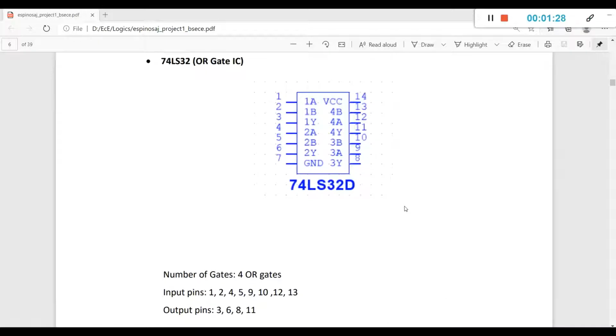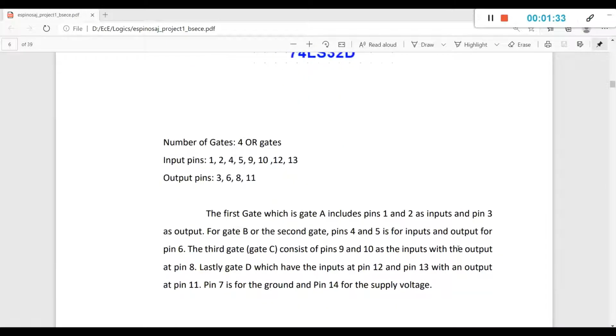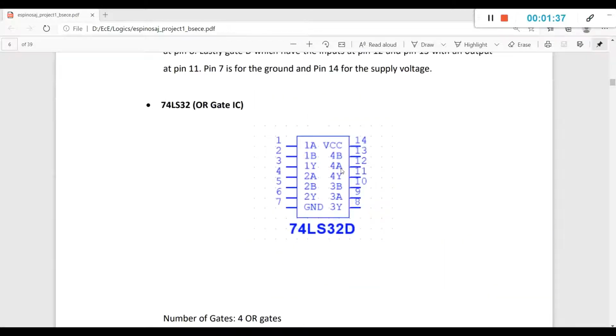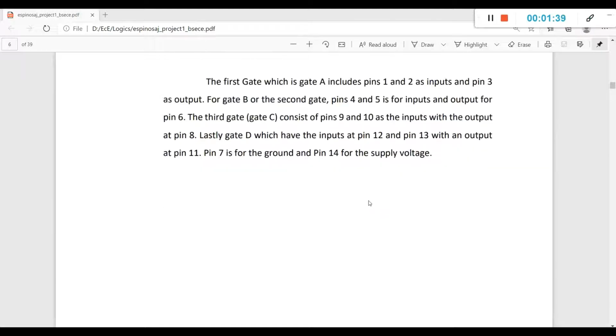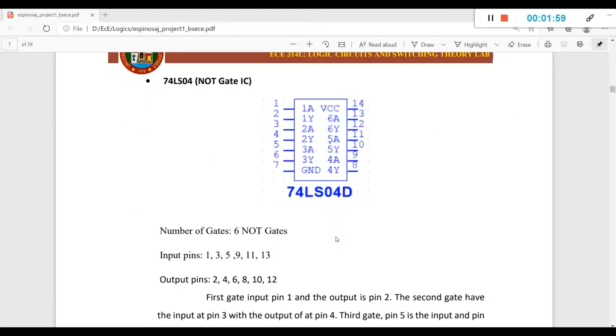The first gate, which is gate A, includes pins 1 and 2 as inputs and pin 3 as output. For gate B, or the second gate, which is 1A and 1B, pins 4 and 5 are for input and pin 6 is the output. For the third gate, pins 9 and 10 are the inputs and the output is at pin 8. And at gate D, the inputs are at pin 12 and pin 13 with an output at pin 11. And pin 7 is for the ground and pin 14 for the supply voltage, or the VCC.